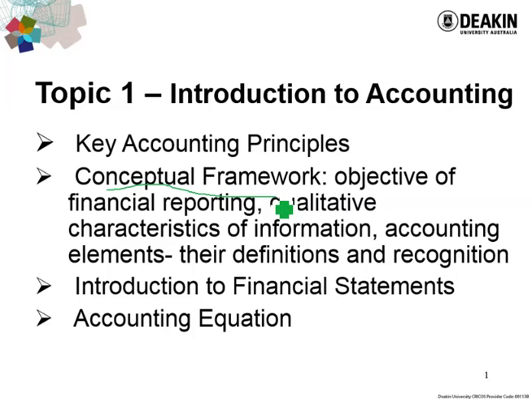And we will also look at the definition and recognition criteria of accounting elements, which includes asset, liability, equity, income, and expense. Next, we will also look at key financial statements. And we will be looking at 3 key financial statements. They are income statement, balance sheet, and the cash flow statement. Finally, we also introduce accounting equation. Accounting equation is important because it forms the basis of double entry recordings that we will cover next week.